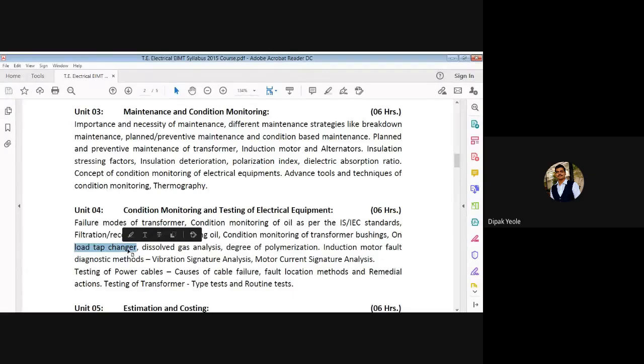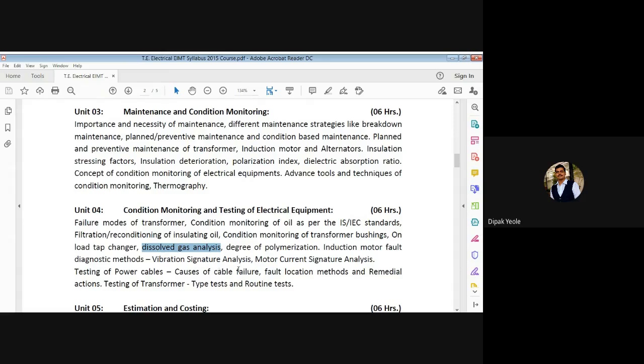We will discuss this concept in detail because we are interested in the condition monitoring of the transformer. There is one interesting analysis called dissolved gas analysis, also abbreviated as DGA. If the question is asked, explain the concept of DGA. It is nothing but dissolved gas analysis.